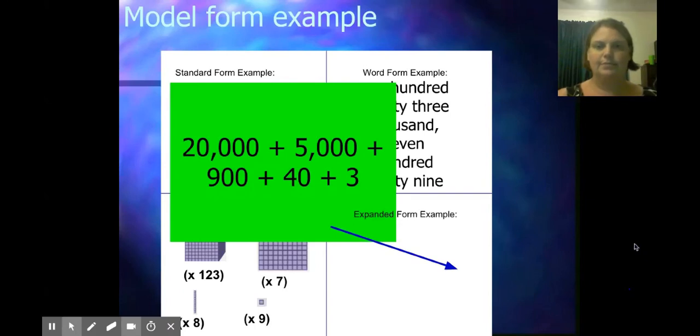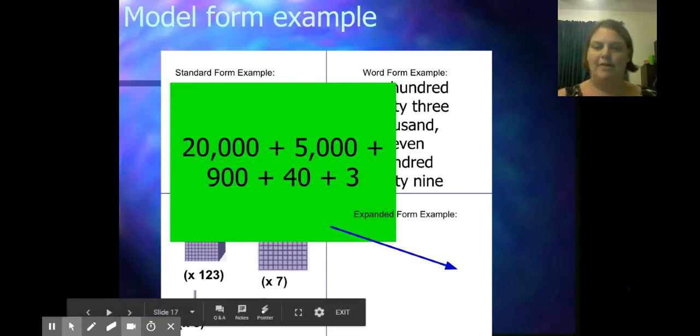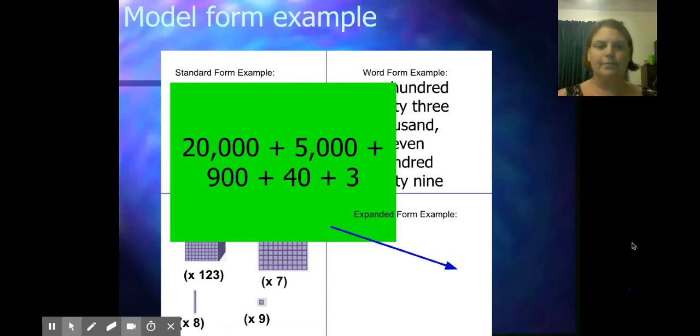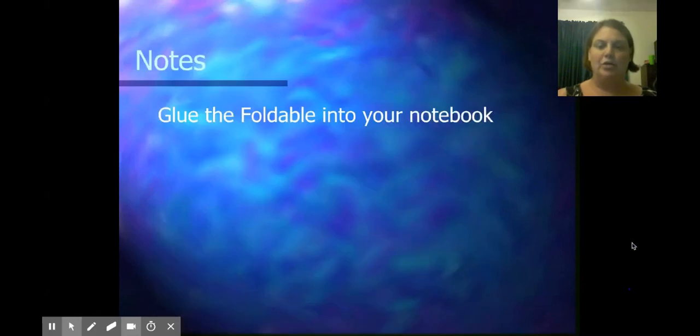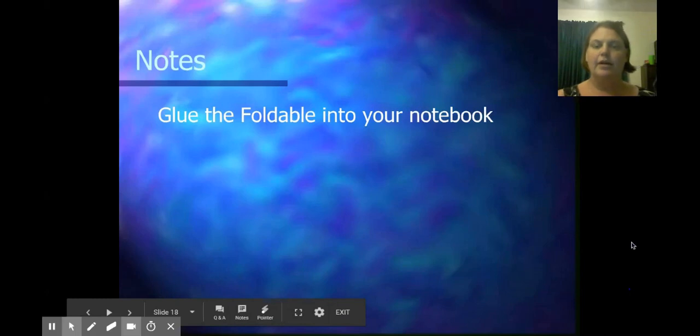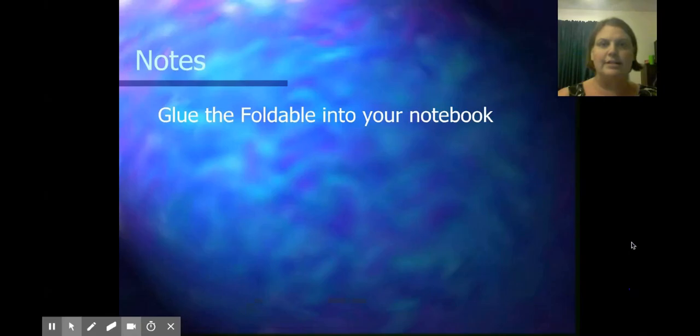Take a moment, make sure that you have this all written down. Make sure you glue this foldable into your notebook, and you may continue with the next set of video. The next video set has more examples from me, or you may move forward.